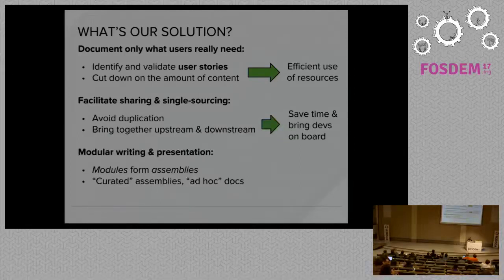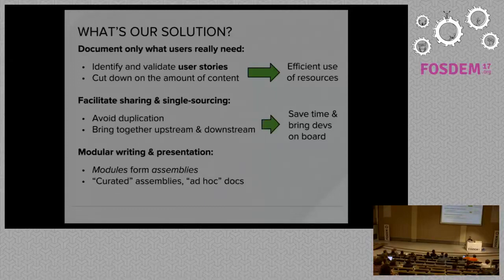But first, I want to touch upon the second bullet about the so-called curated assemblies and ad hoc docs. By that I mean, as I'm going to explain a little while later, an assembly, in our terminology, would be a realization of a user story. When there exists a user story, it has been identified and validated, and we know what the user wants to achieve. We write, form, adopt some modules, and we assemble them, collect them, combine them in a so-called assembly, and that becomes a description of the user story, a realization in documentation of the user story.